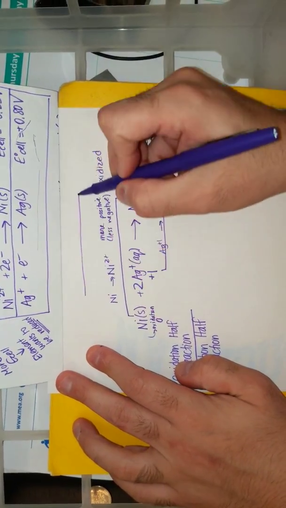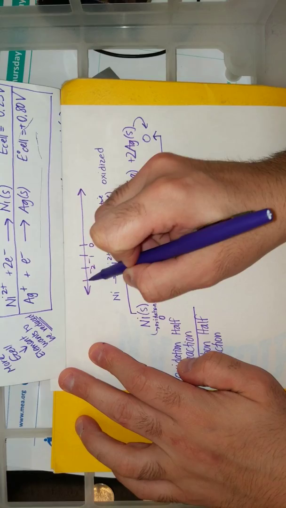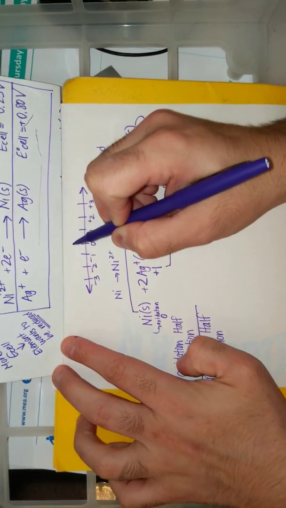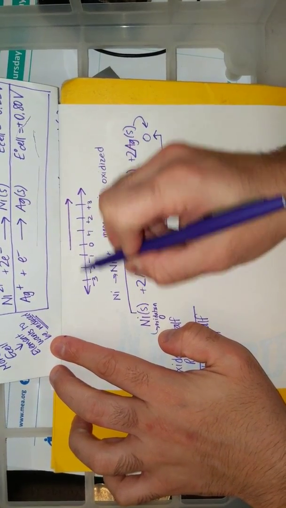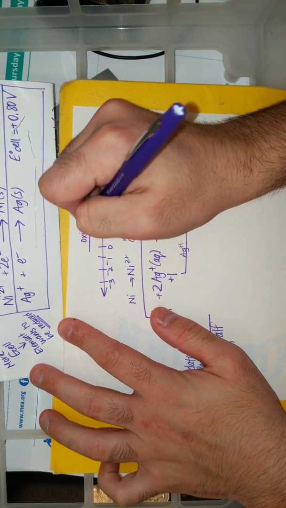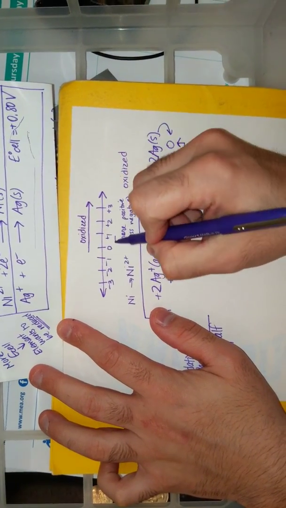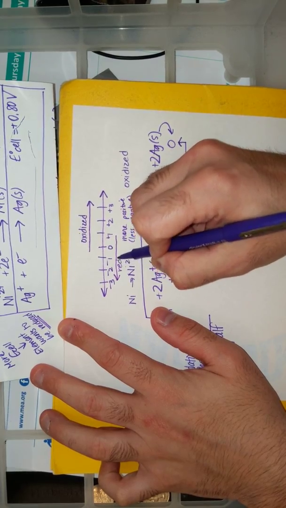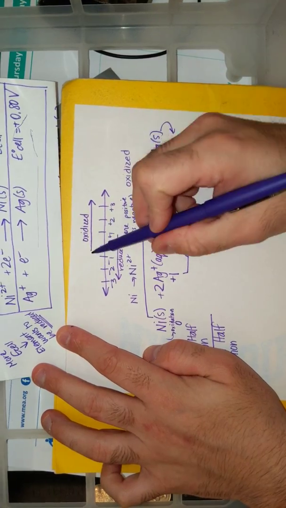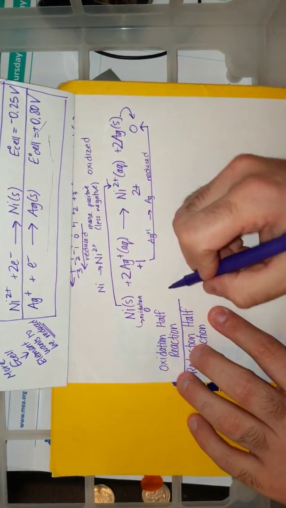Now how can I say less or more negative? I made a note here: if this is 0, negative 1, negative 2, negative 3, positive 1, positive 2, positive 3, and you go from left to right in charge or oxidation state, you are becoming oxidized. So silver went from positive 1 to 0. I'm going right to left. That's being reduced. Nickel went from 0 to positive 2. Nickel was oxidized.